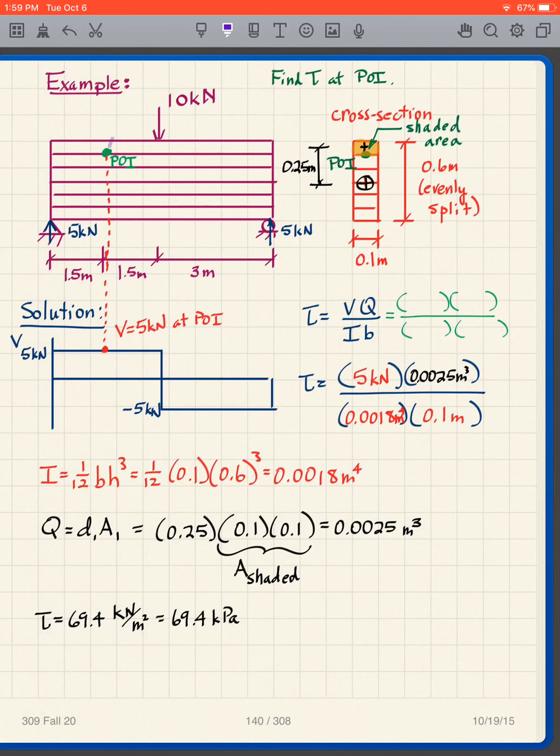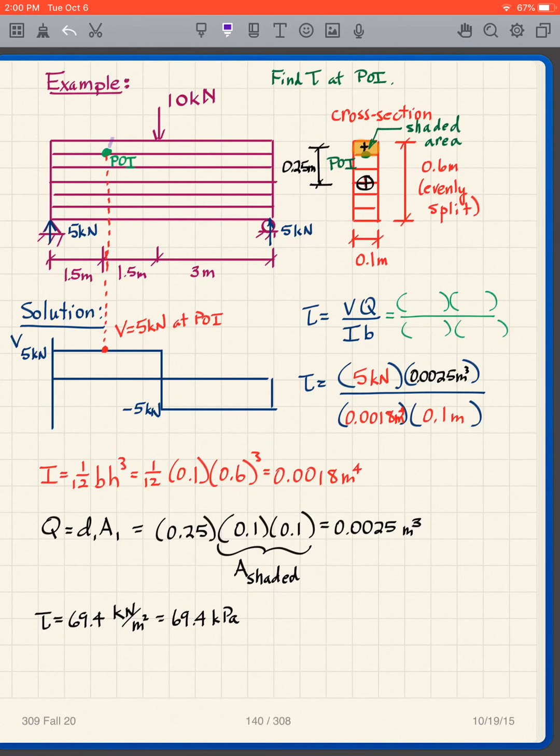So let's look at a complete problem here. We have this laminated beam here. I'm asked to find the shear stress at the point of interest. Well, here's my point of interest right there. This is my beam cross section. So my point of interest is right there, right at that level, as I've shown it.